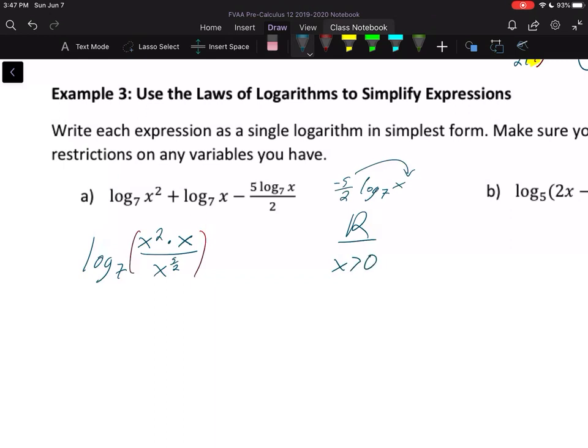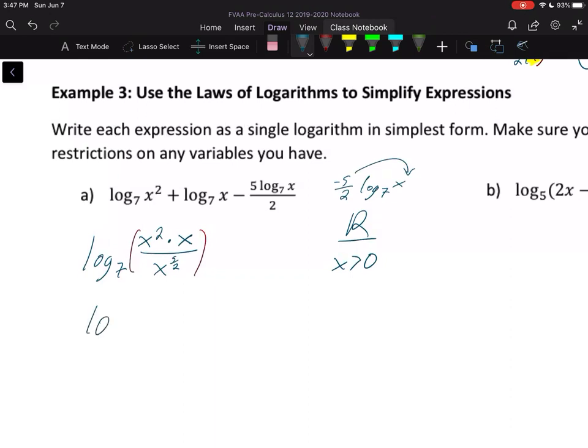Restrictions, x must be greater than 0, because if that x on the bottom is less than 0, then we're going to end up with an undefined term. All right, so let's keep going here. So it simplifies to log base 7, and this turns into x cubed, right? X squared times x over x to the 5 over 2.